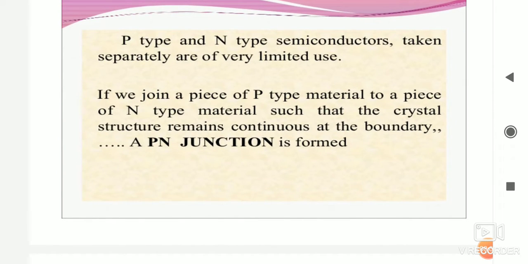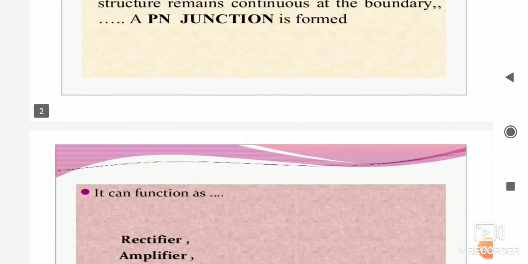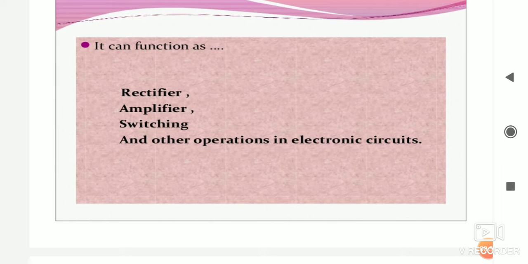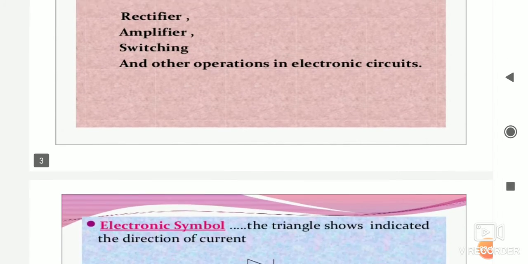A PN junction diode is nothing but a combination of p-type material and n-type material. If we talk about the p-type and n-type material separately, they have very few uses. But when we join a piece of p-type material and a piece of n-type material, a PN junction diode is formed. The PN junction diode is used in many electronic circuits, such as rectifiers, amplifiers, switching, half adders, full adders, and logic gates.